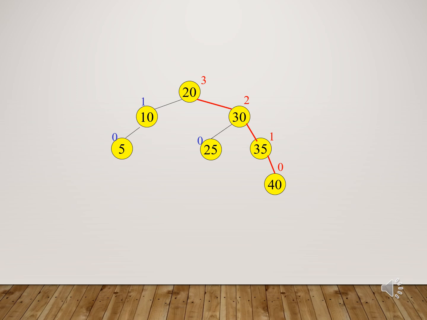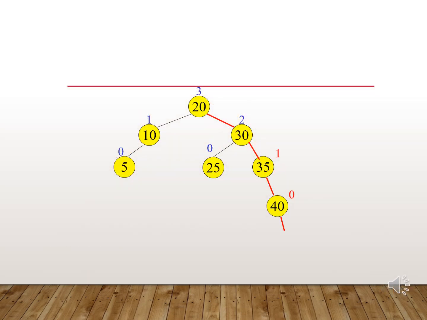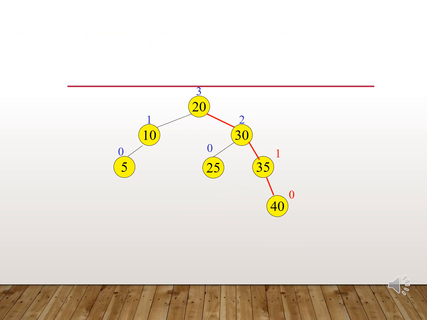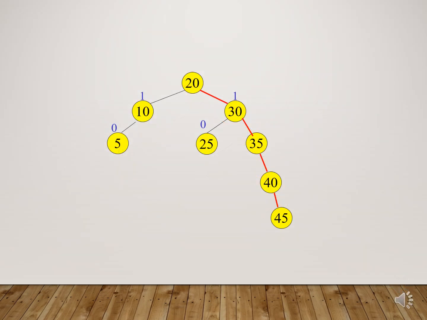Now we'll insert 45. After inserting 45 into the tree, we observe that an imbalance has been created at the node 35, which raises the need for a single rotation. After single rotation, we observe that the AVL tree has been balanced.